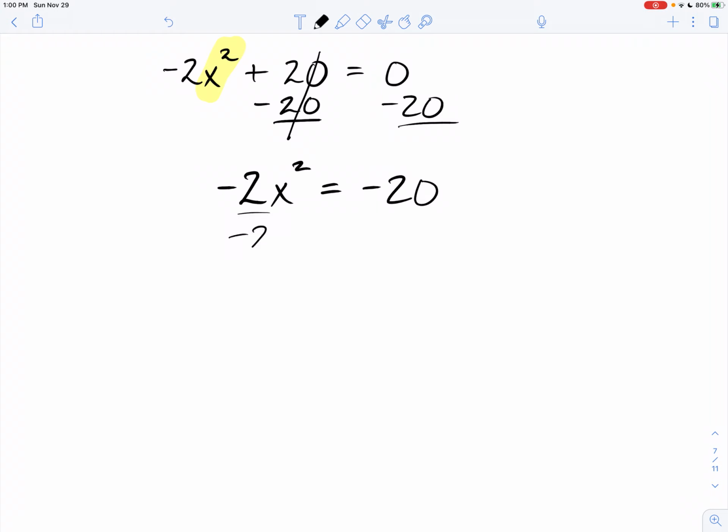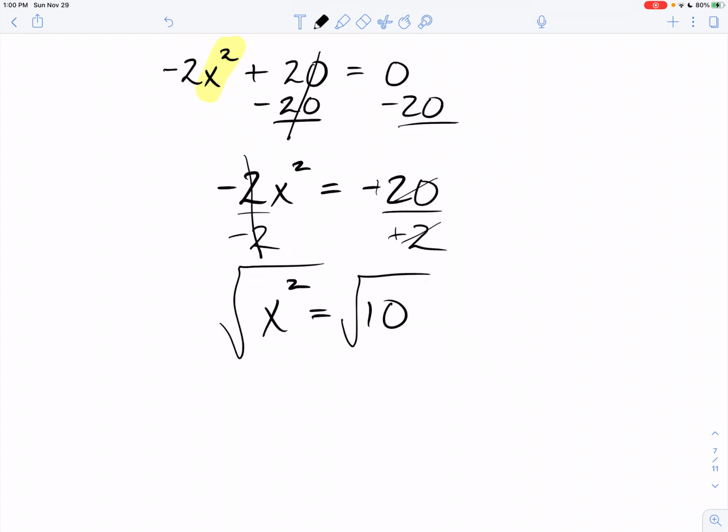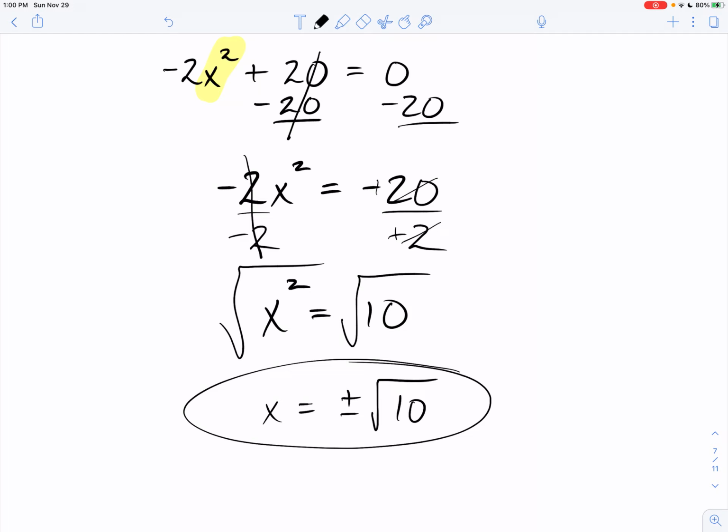Divide by -2. What do I have? X squared equals, well, negative cancels negative. 2 goes into 20. That is just 10. And I'm ready to cheer. And what do I get for an answer? X equals plus or minus. Can you pull out anything out of rad 10? No, you're done. That thing's done. Stick a fork in it.